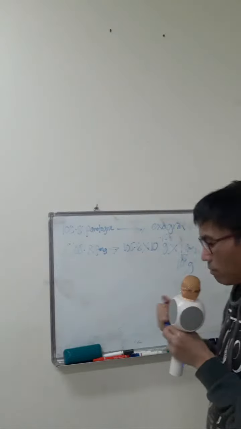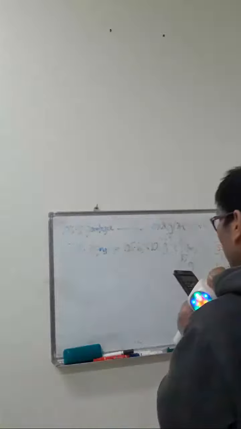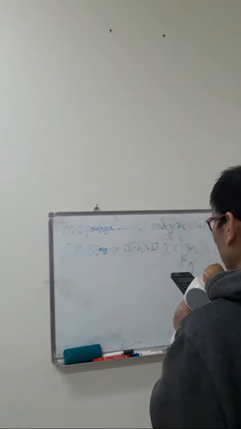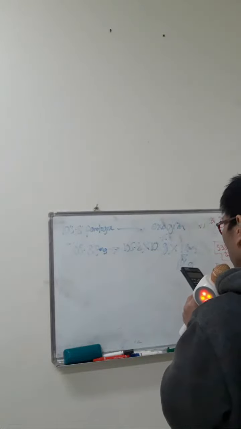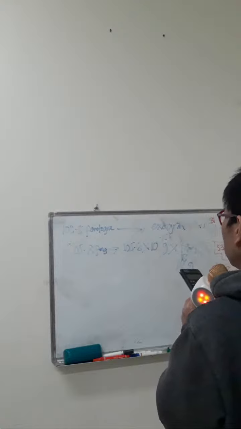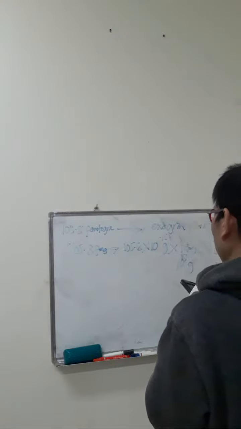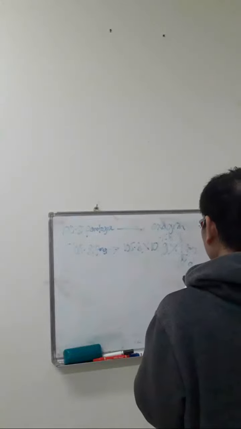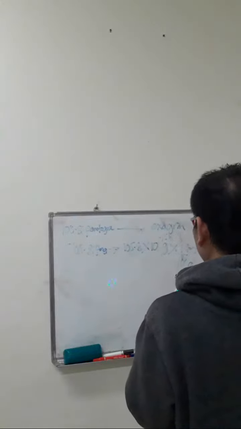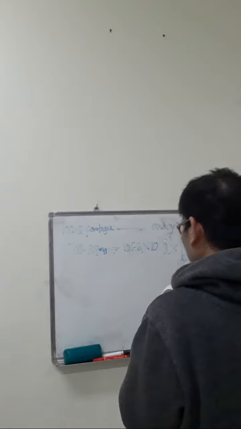Calculator, please. Like this. Okay, so 105.8 exponential negative 15 divided by 10 exponential 18, because this is hexa, right? Okay. So your answer will be 1.08 times 10 to the negative 33 hexagram.